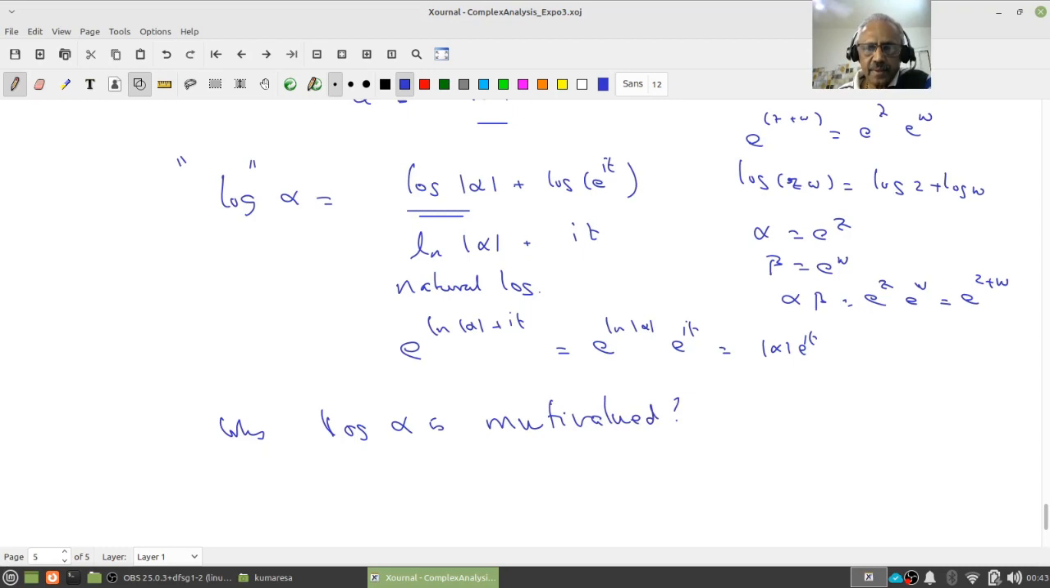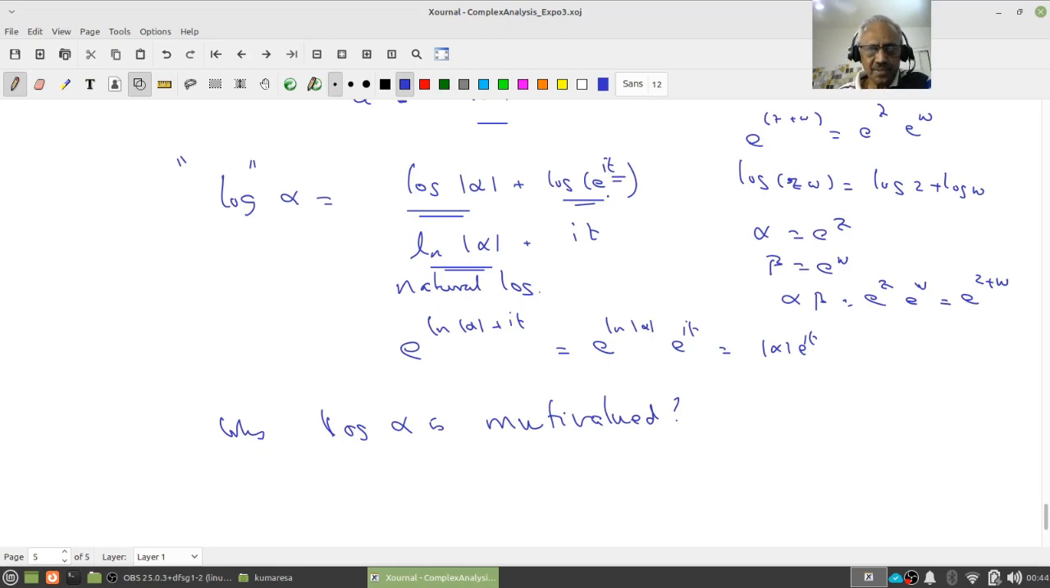Why? See, here there is no problem. Because I have a unique way of defining logarithm of a positive real number, namely take the natural logarithm. That's done. Therefore there is a natural choice. So here the problem is I have to take logarithm and power it. The obvious choice will be to take t itself. But then we know this t is not unique.